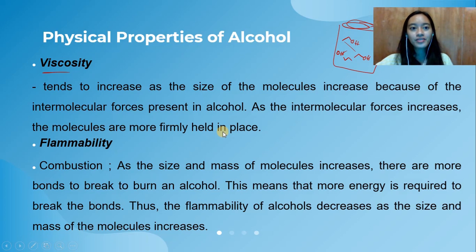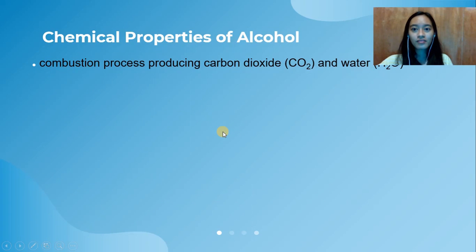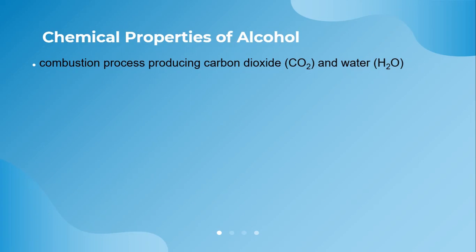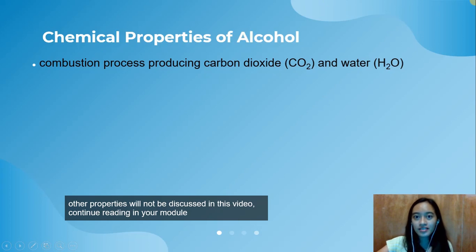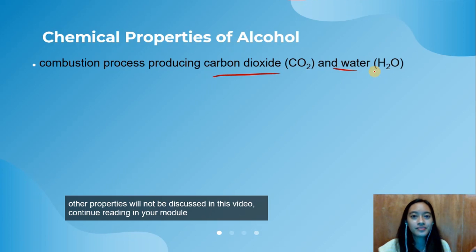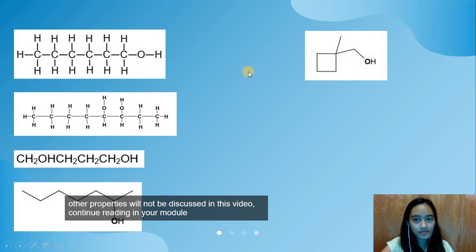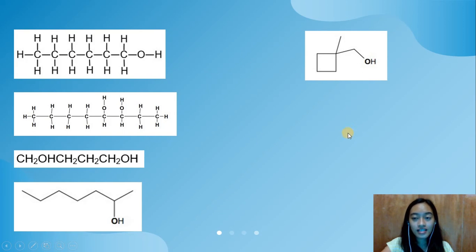We're done with the physical properties. Let's now go to the chemical properties. Combustion process, producing carbon dioxide and water. So your chemical property is the combustibility of alcohol. It always produces these two products: carbon dioxide and water. Simple. Okay, let's try. These are some of the activities found in your module, so we can answer these together.